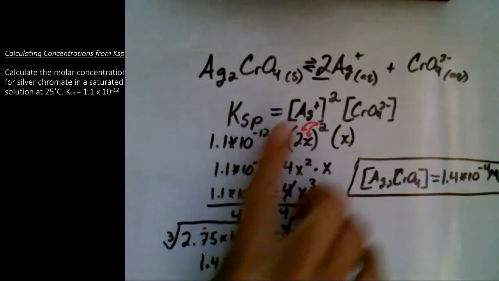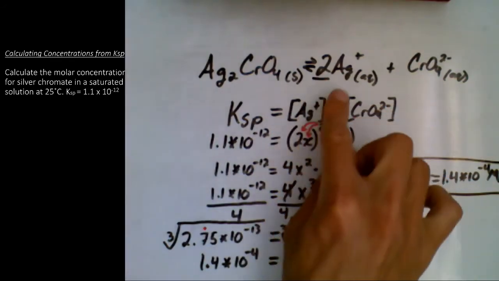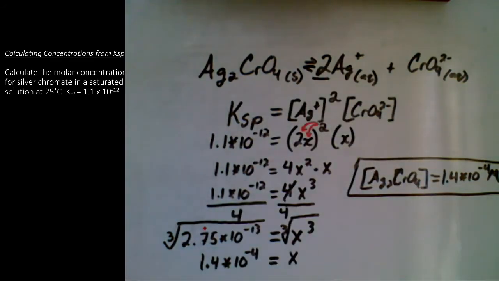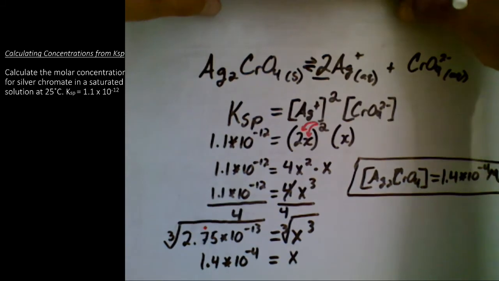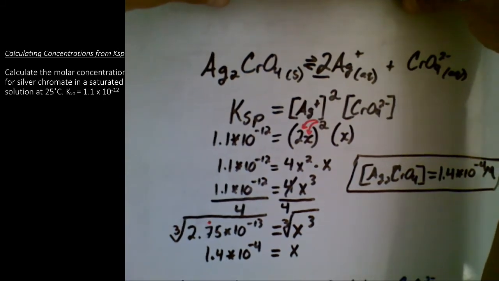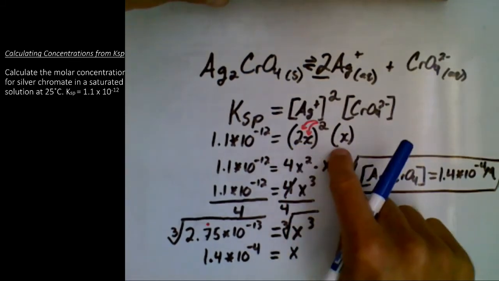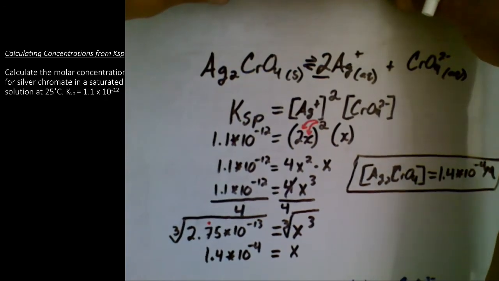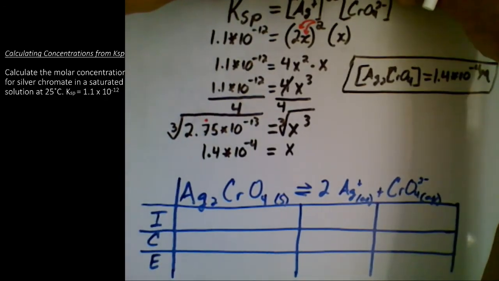So that's how we solve it. Whatever your coefficients are, those are going to be what you plug into your KSP expression in order to solve. And like I mentioned, you don't actually need the icebox to solve this. But I kind of lied to you a little bit. I did make an icebox just below, because what I want to show you is how I actually got those and where they came from in case you're confused. So this is my icebox.